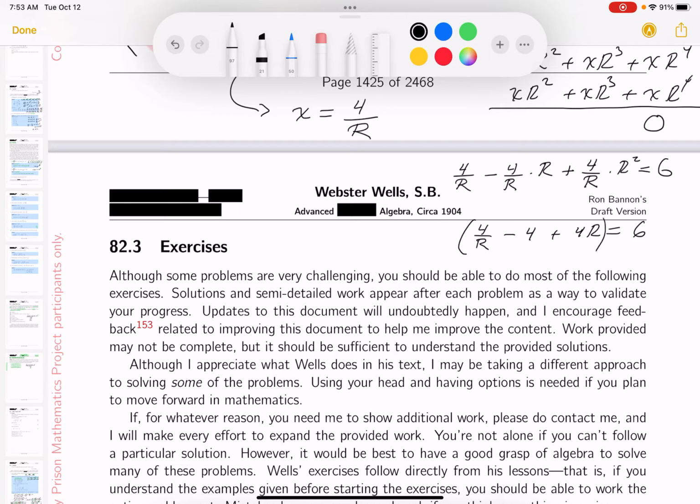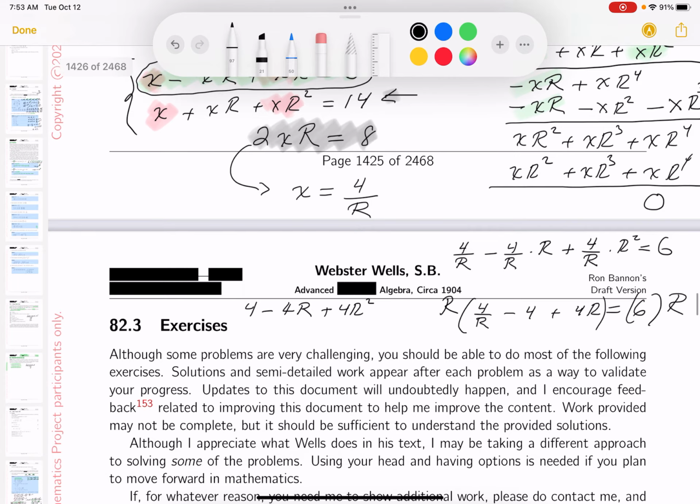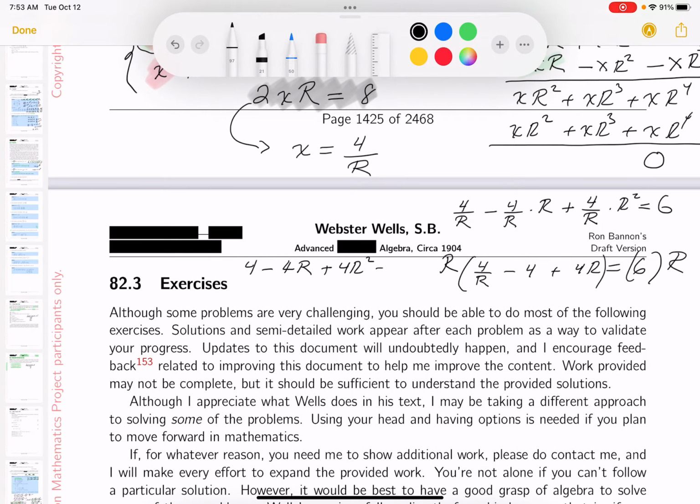I'm going to multiply both sides by r to get rid of the fraction. And what do you get? You would get 4 minus 4r plus 4r squared equals 6r. Well, I'm going to write it as a quadratic now, in standard form. So it's going to be 4r squared minus 10r plus 4 equals 0.